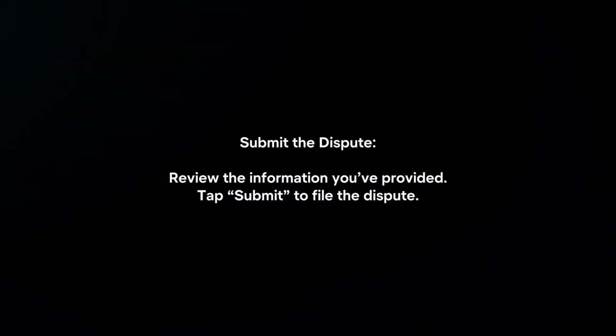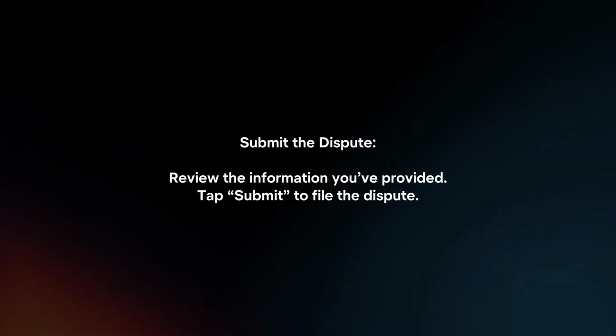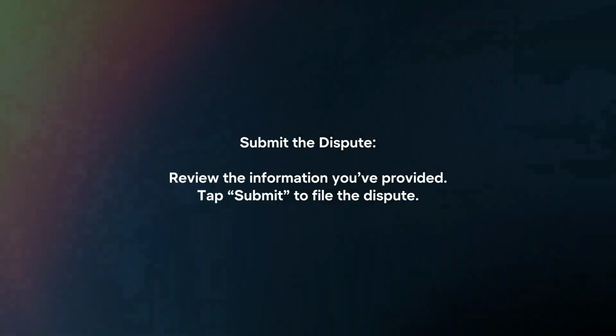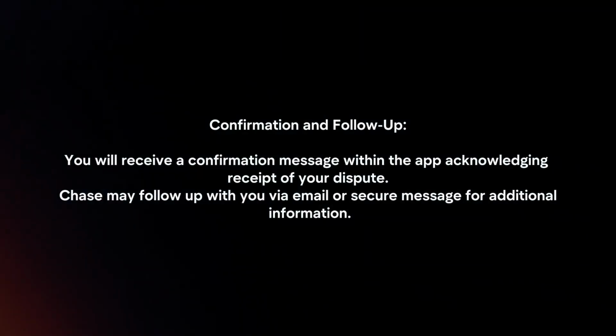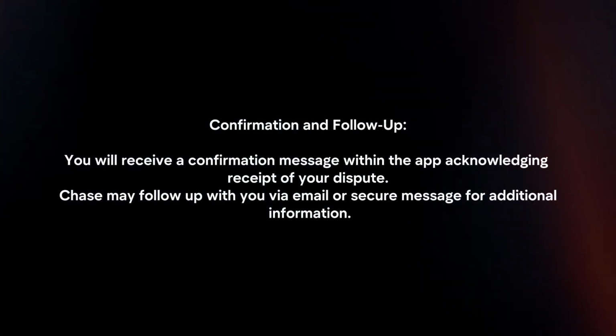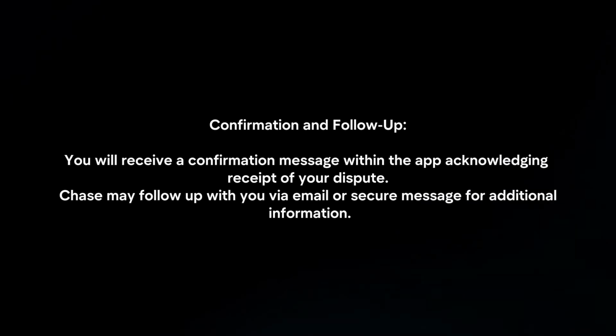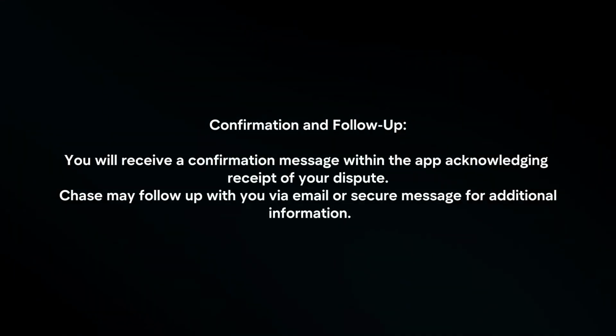Submit the dispute. Review the information you've provided. Tap Submit to file the dispute. Confirmation and follow-up. You will receive a confirmation message within the app acknowledging receipt of your dispute. Chase may follow up with you via email or secure message for additional information.